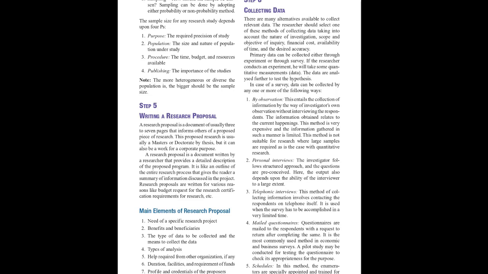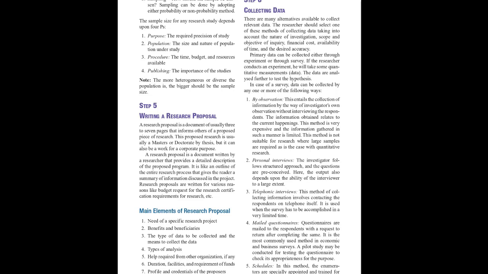respondents. The information obtained relates to the current happenings. This method is very expensive and the information gathered in such a manner is limited. This method is not suitable for research where large samples are required, as is the case with quantitative research. 2. Personal interviews. The investigator follows structured approach, and the questions are preconceived. Here, the output also depends upon the ability of the interviewer to a large extent.